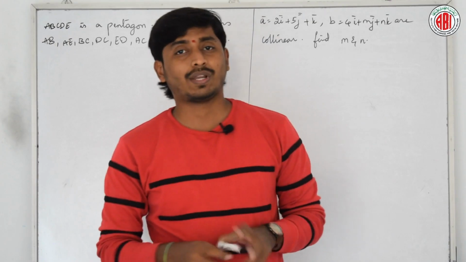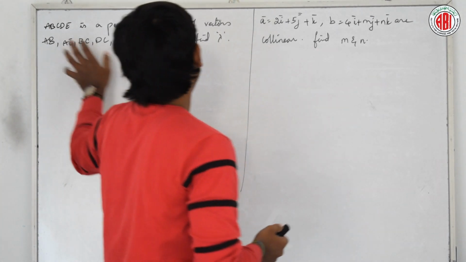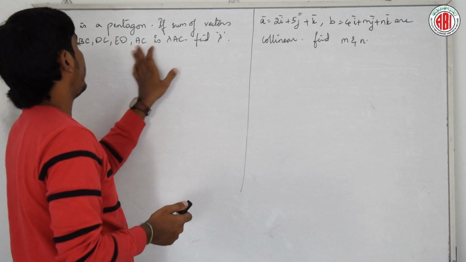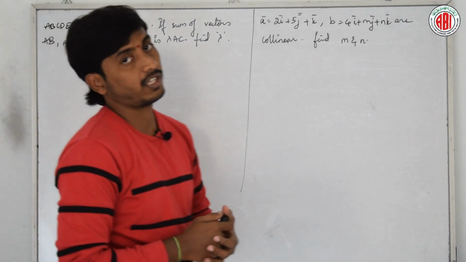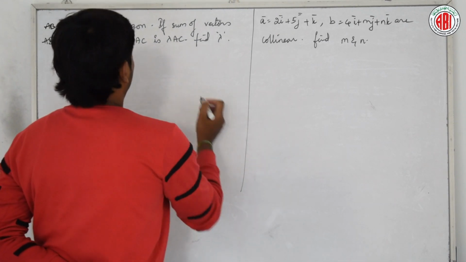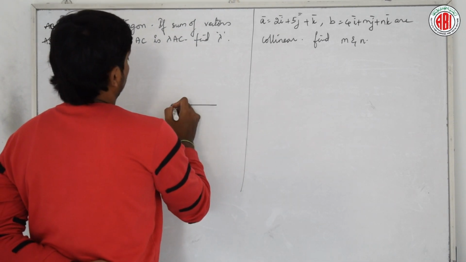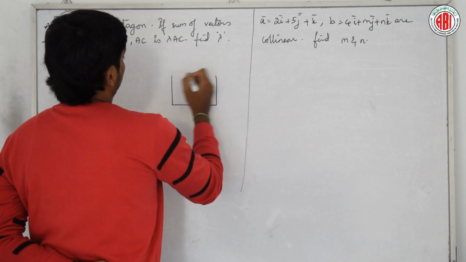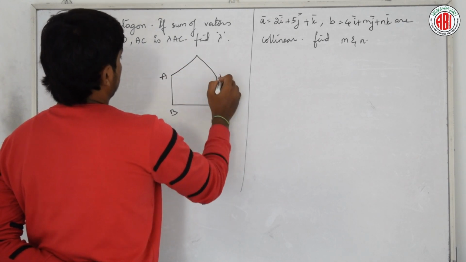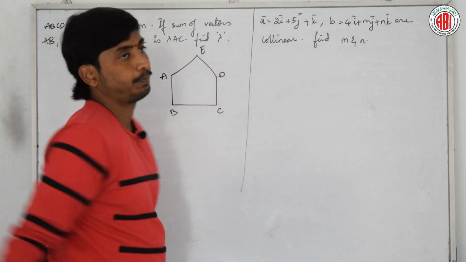Let's do. Look at the question here. ABCDE is a pentagon. If the sum of AB, AE, BC, DC, ED and AC is lambda AC, he is asking us to find the value of lambda. Now tell me how a pentagon looks. Pentagon is a polygon with 5 sides A, B, C, D and E.